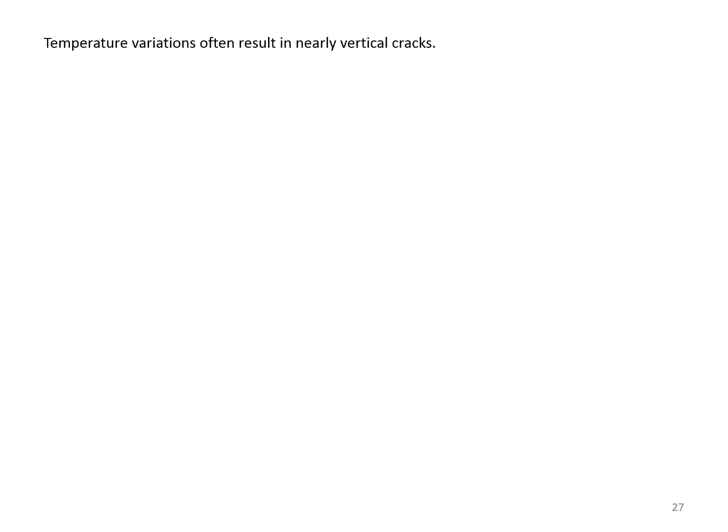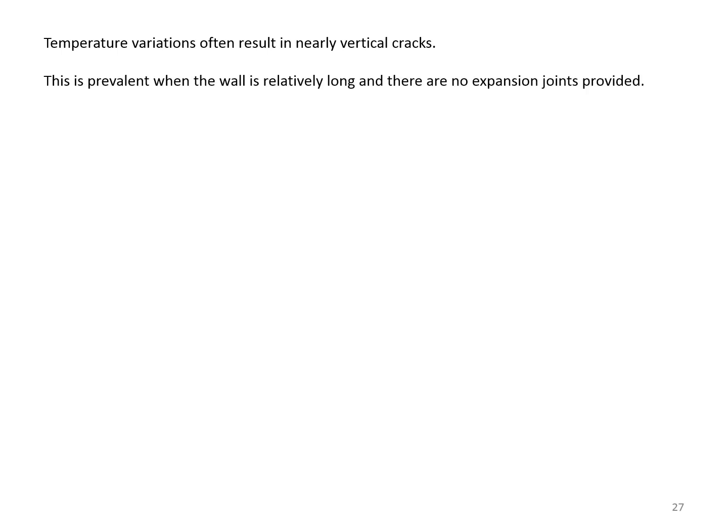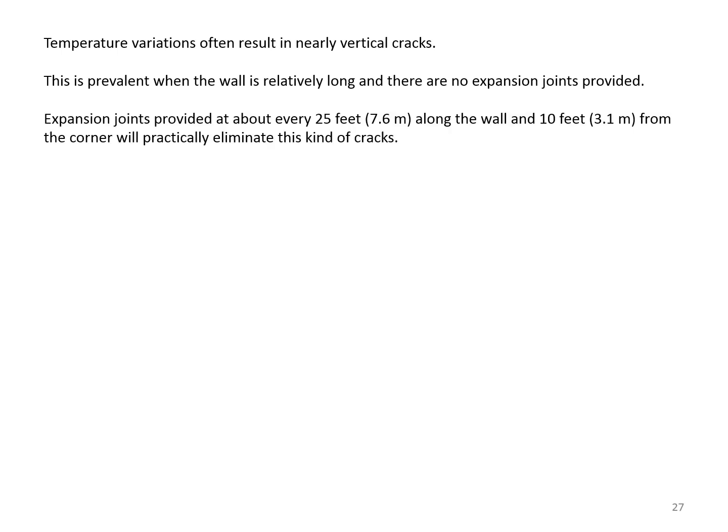Temperature variations often result in nearly vertical cracks. This is prevalent when the wall is relatively long and there are no expansion joints provided. Expansion joints provided at about every 25 feet along the wall and 10 feet from the corner will practically eliminate this kind of cracks.